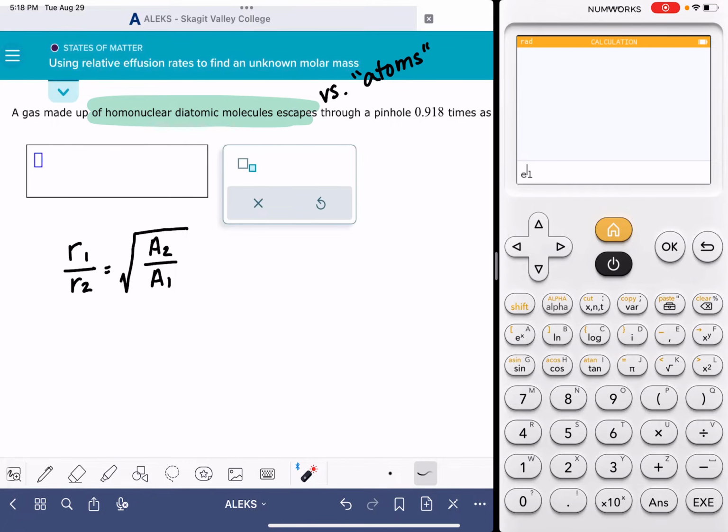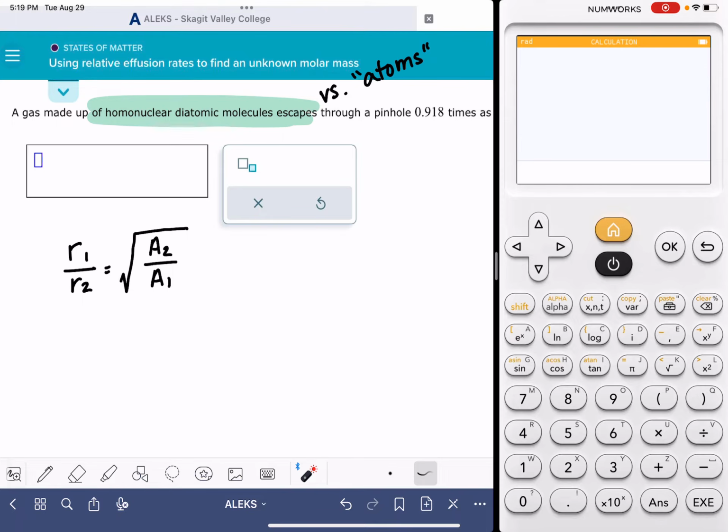Now the general process for solving the problem is going to be the same, but at the very end of the problem, which of course is the most important part, we're going to take a slightly different route for the solution based on whether you have homonuclear diatomic or just atoms. So make sure you are paying attention to that once we get towards the end of the problem.